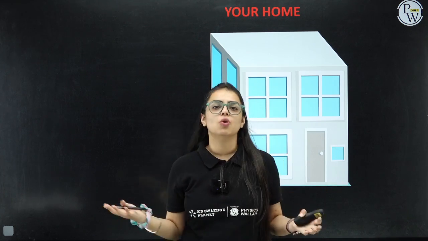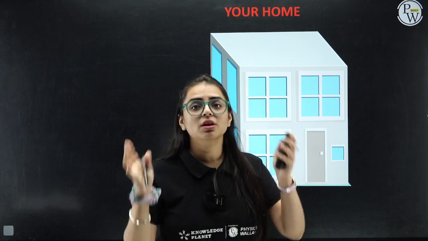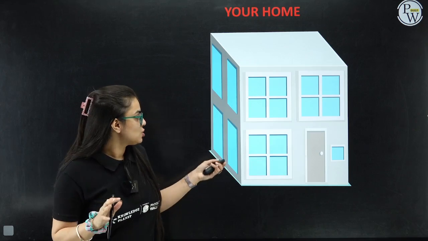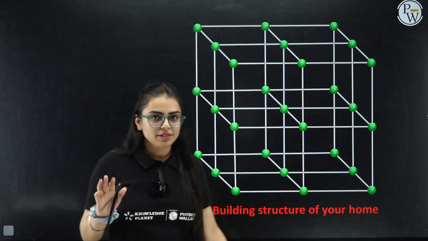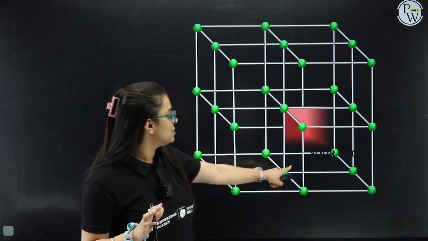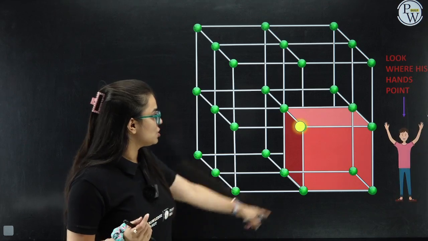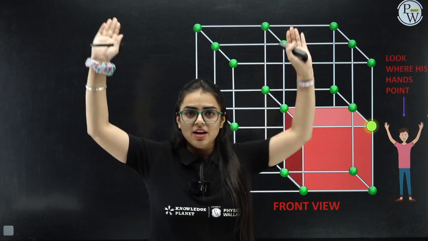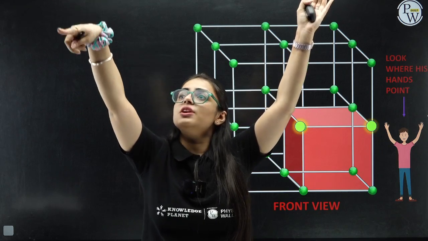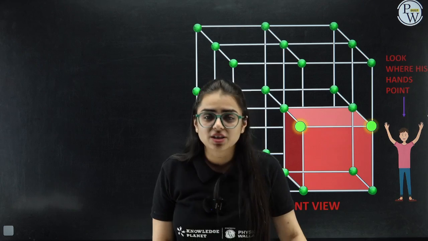Because I consider that each one of you should know about it, right? For example, this is your home, I'm considering. Now, I'm just putting some lattice points where your rooms are kept. So, basically, this is your home and this is the building structure of your home, right? And let us consider that this is your room. Now, this is you, students. See where his hands lie, pointing like this.